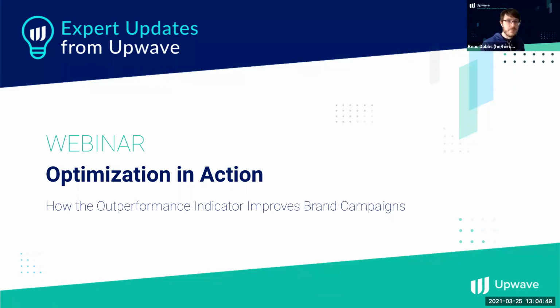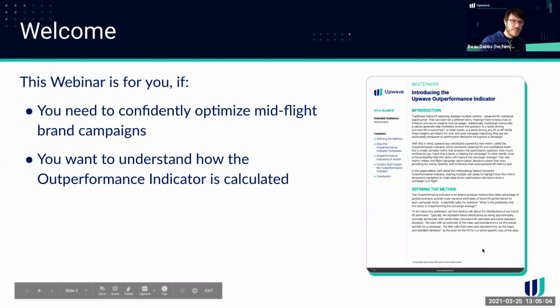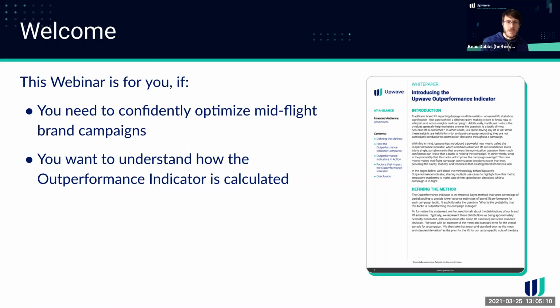All right, thanks, Ken. As Ken mentioned, today we're going to be talking about Upwave's new Outperformance Indicator and how you can use this metric to optimize campaigns. If you need to optimize your campaigns mid-flight, we'll show you how this indicator can help you. Then we'll dive a little deeper into how this metric works and the intuition behind its effectiveness as an optimization metric.